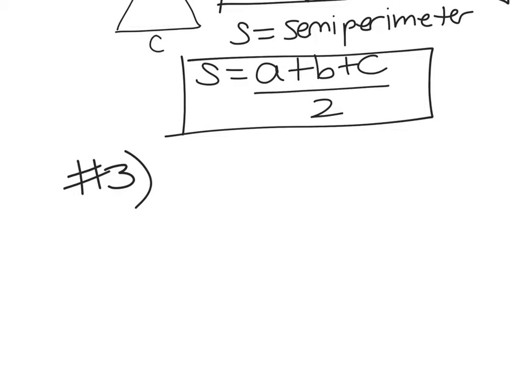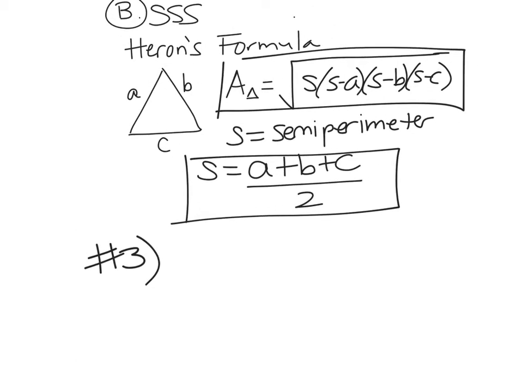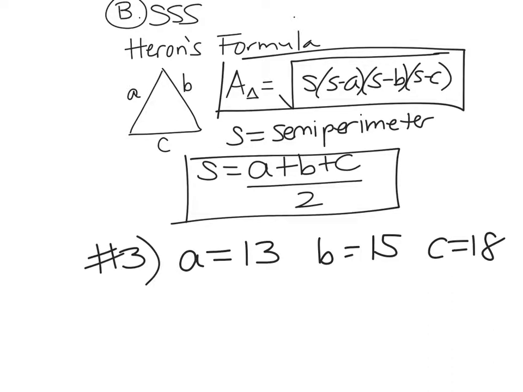So, square root of all that. Let's do one. Let's say that they tell us that side A is 13, side B is 15, and side C is 18. And let's say you forgot Heron's formula.